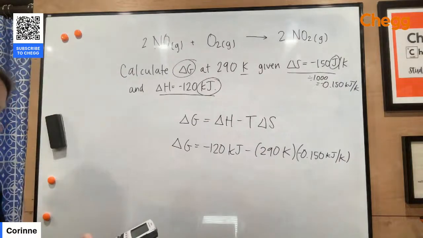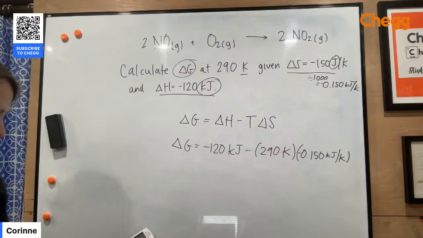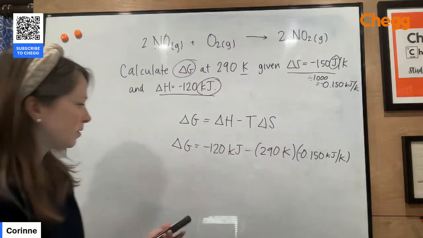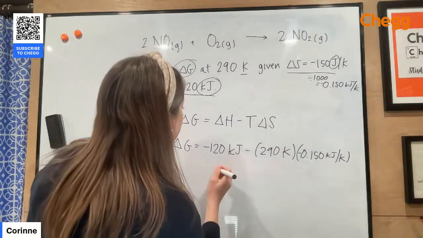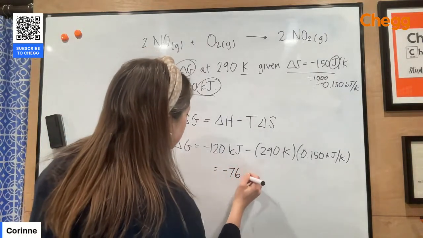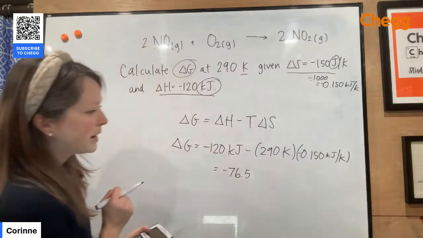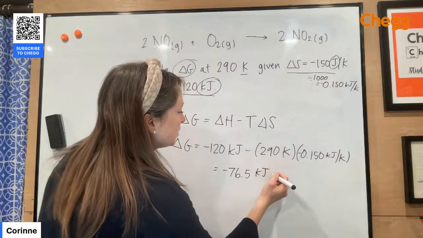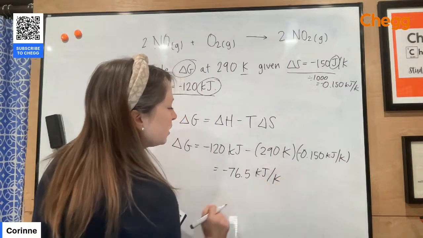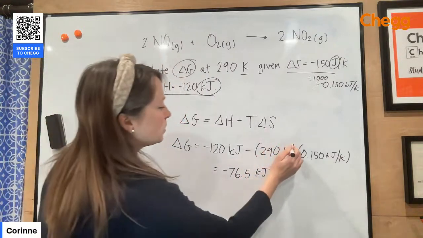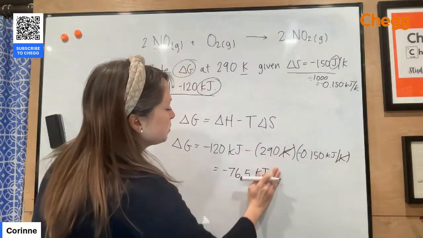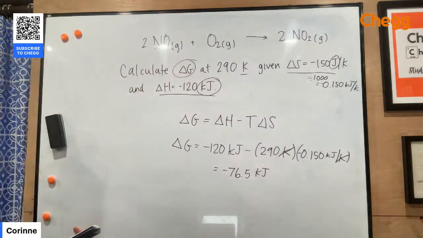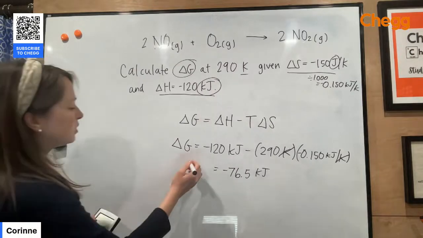All right, so let's plug this in, figure out what this is. So negative 76.5. All right, and what are my units here? So if I have, it's going to be kilojoules per Kelvin, right? Wrong. So look at this. Kelvin times 1 over Kelvin is going to cancel out. This is just going to be negative 76.5 kilojoules.